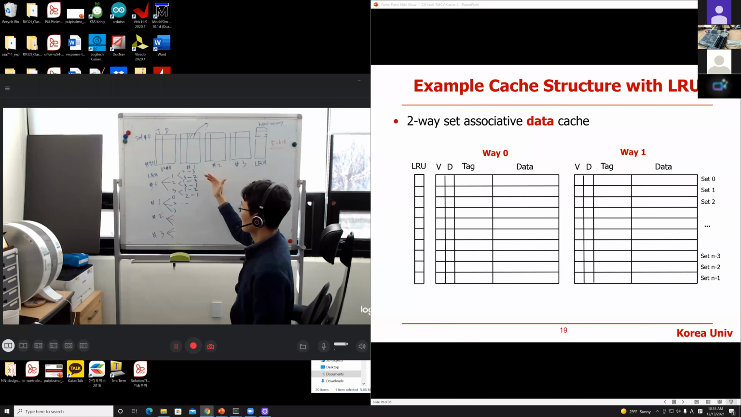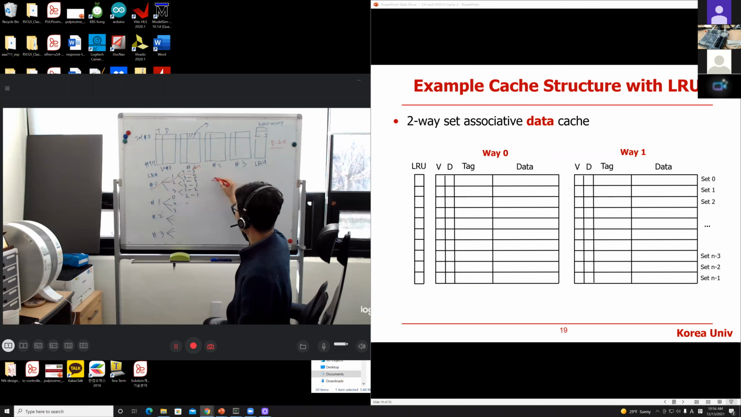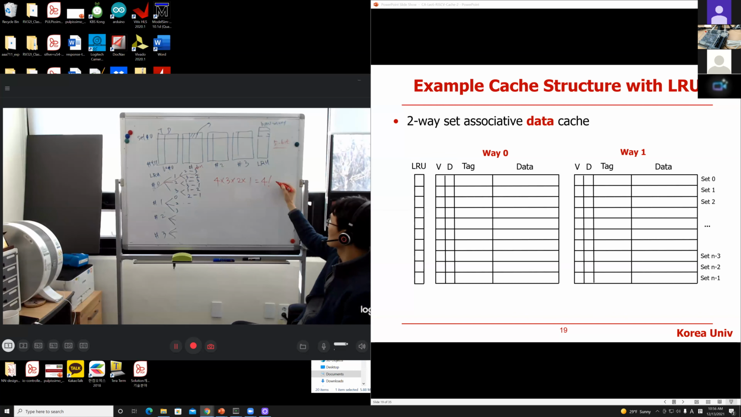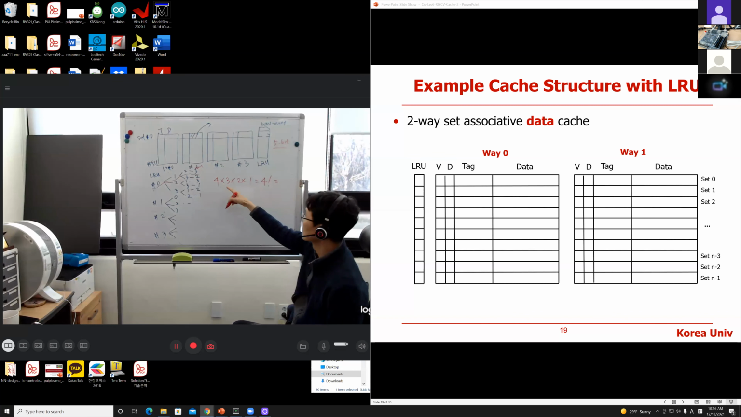Okay. So then, how many different cases? 4 multiplied by 3, and 2, and 1, right? Then what is that? 4 factorial, right? That means how many different cases? 24. 24 different possible access histories, access patterns, right?